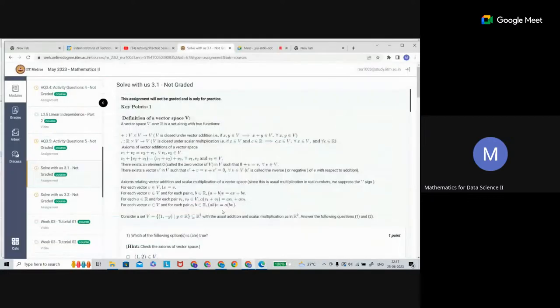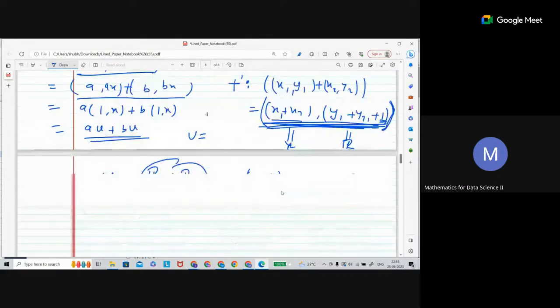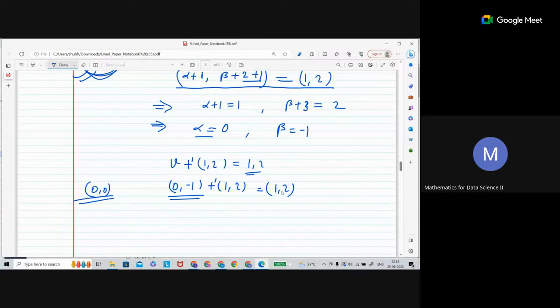We have seen that the zero element is (0, 0). Now one person asked, sir, is there a possibility that the zero element does not exist? Yes, sir, it was me. So suppose whatever I just got here, it could be possible that this element may not belong to that set V.